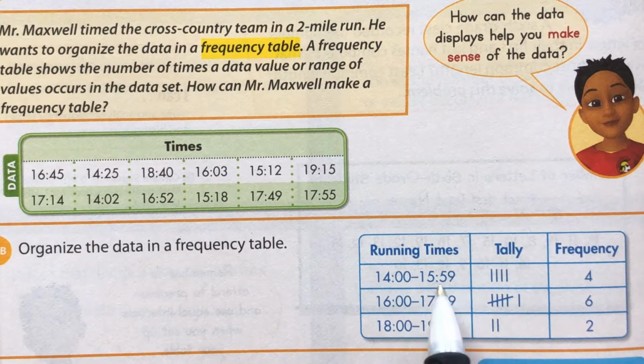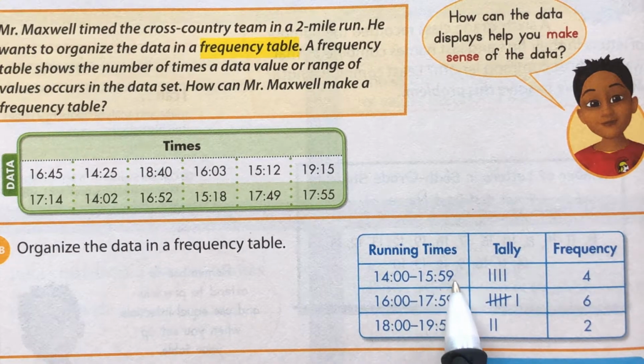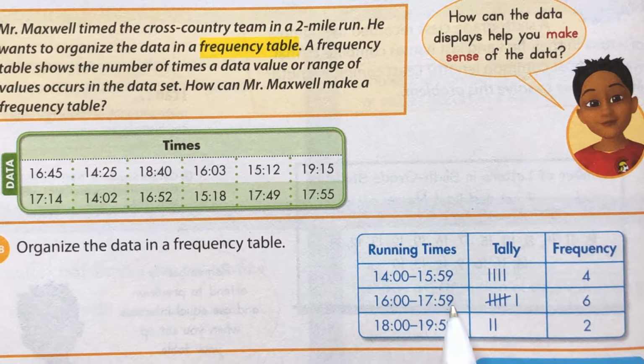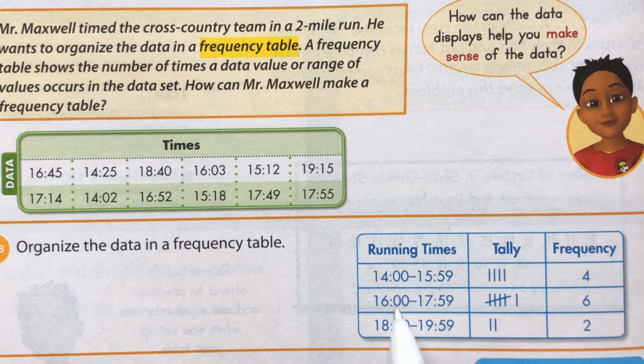Why does he go from 15 minutes and 59 seconds to 16? Why doesn't he just go from 14 to 16 and then 16 to 17? Why does he do 15:59 and then 16? Well, think about it. If someone got 16 minutes and 16 was in both intervals, you wouldn't know where to put them. So the intervals have to be specific, so that you're not having someone not know where to go.